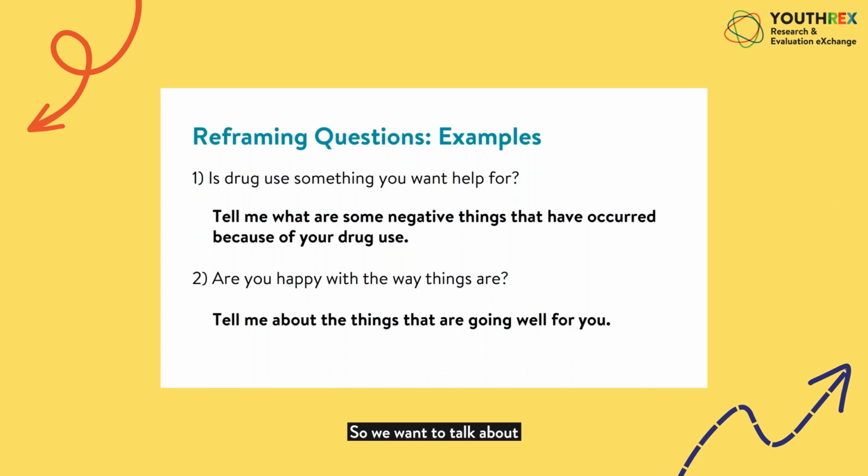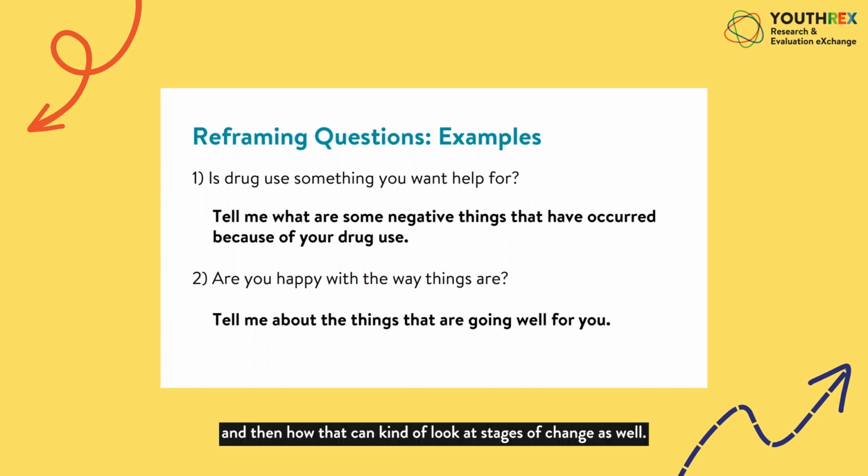All right, so we want to talk about using reframing questions through the motivational interviewing tools, and how that can look at stages of change as well. So instead of asking, "Is drug use something you want help for?" you can use, "Tell me what are some negative things that have occurred because of your drug use." Similarly with, "Are you happy with the way things are?" you can have that as an open-ended question so that you can elicit a little bit more of a response. So, "Tell me about the things that are going well for you." Instead of yes or no questions, we're using them a little more open-ended to elicit more of a response to be able to build some of that relationship.